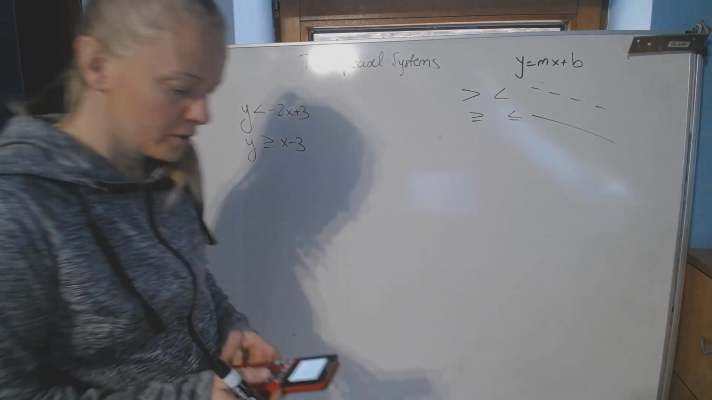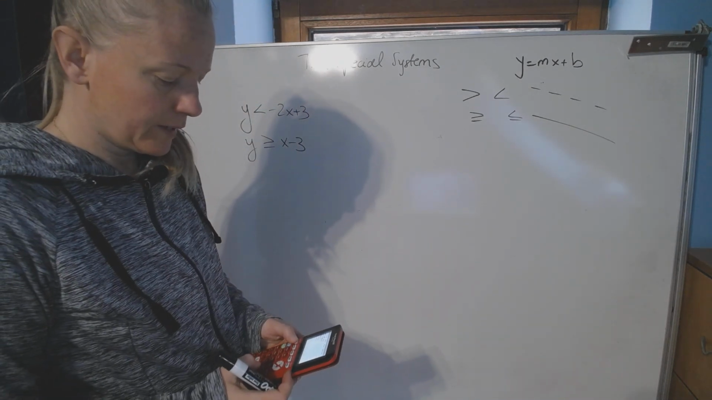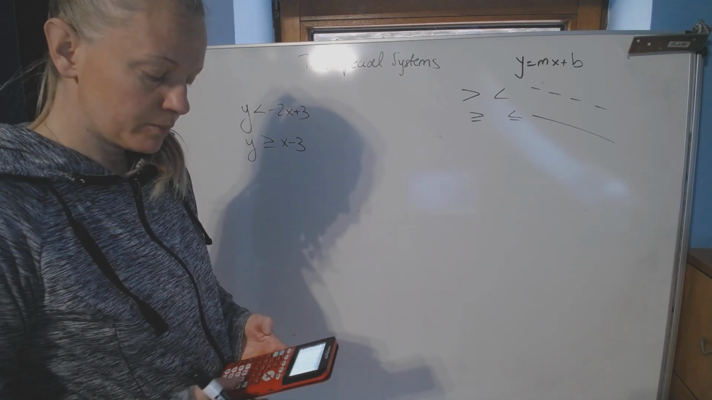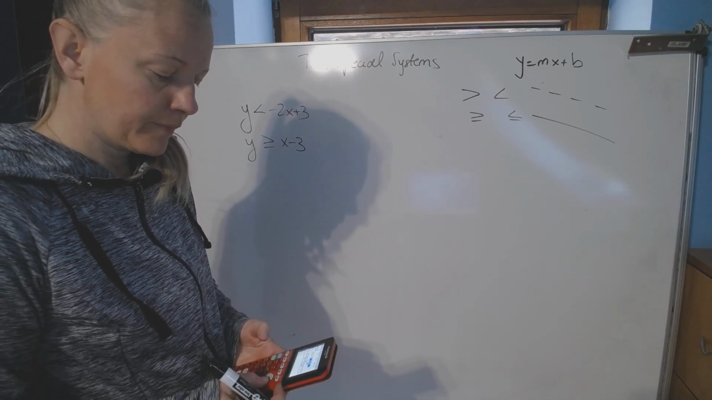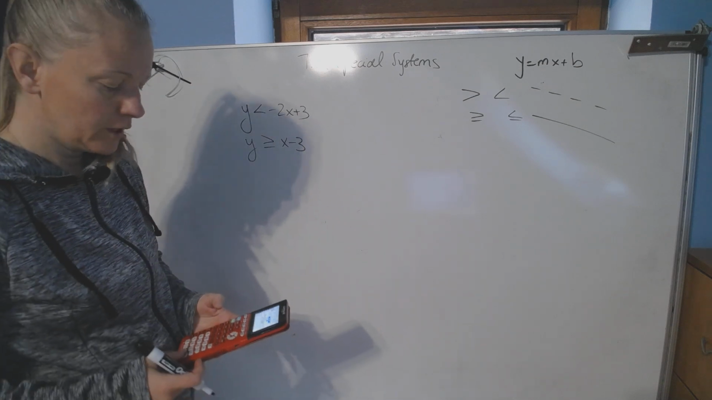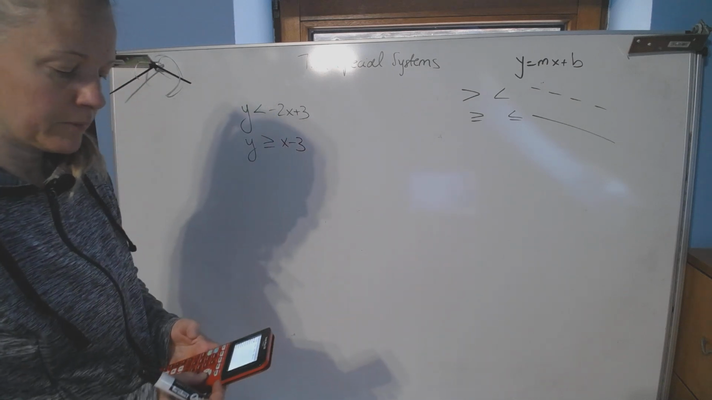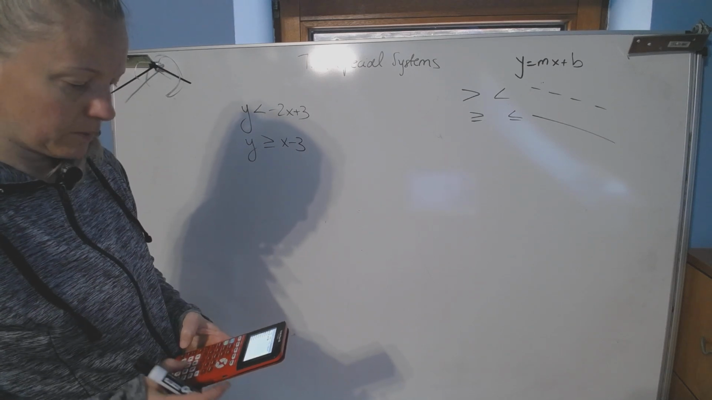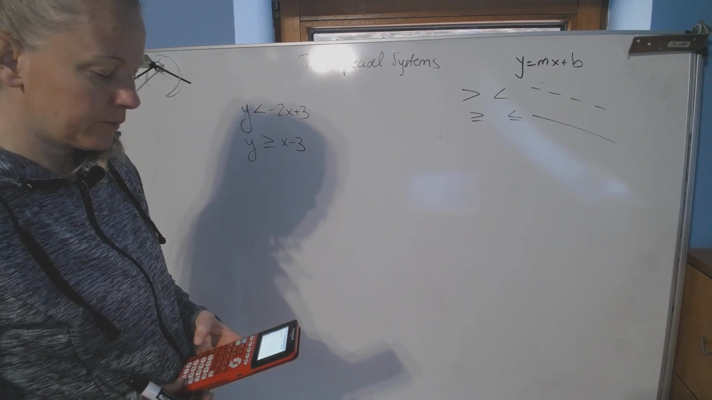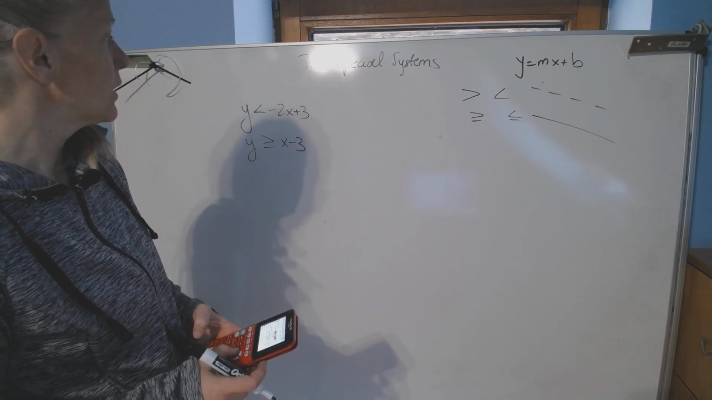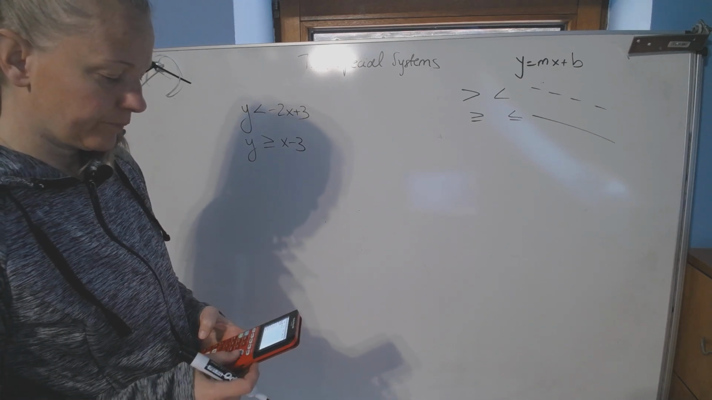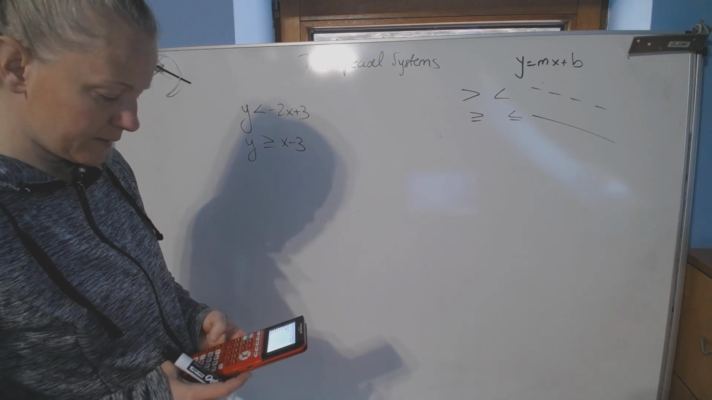Let's remember. I'm going to go to y equals. I need to clear everything out first. Then I need to go change my signs. Please remember how you do that. I don't remember how each one of you does it now, but I'm confident you do. Negative 2x plus 3. For my second one, I'm going to go ahead and look for greater than or equal to. Here it is. And this is x minus 3.